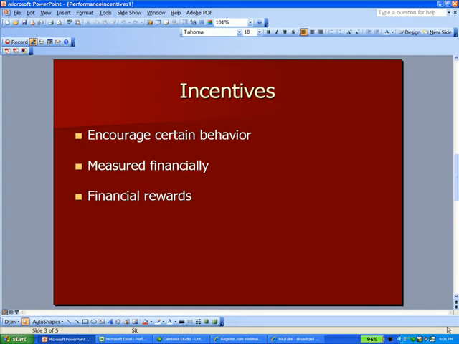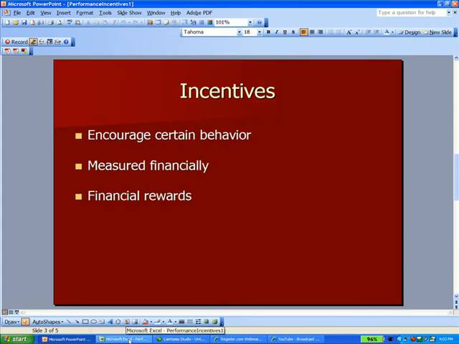The topic here is performance incentives, and we all have incentives in life. The reason we're given incentives is to encourage certain behavior. And that's also true of business. In business, those behaviors are measured financially by some measurement of a rate of return. If the manager or the company meets the behavior and reaches certain targets, there's going to be financial rewards: salary increases, bonuses, stock options. So that's what this section is about.